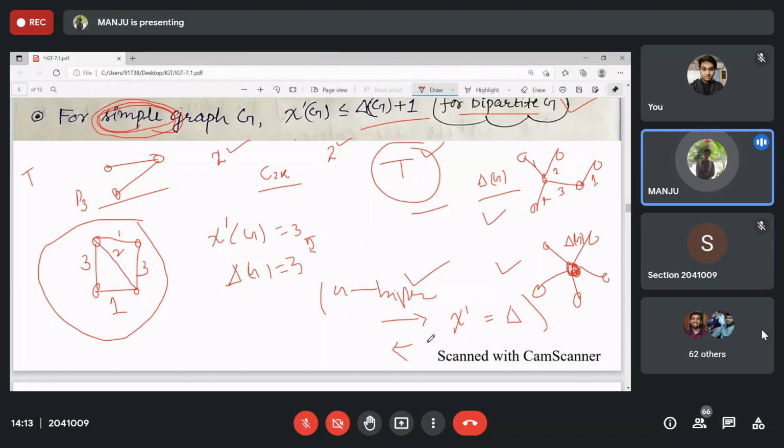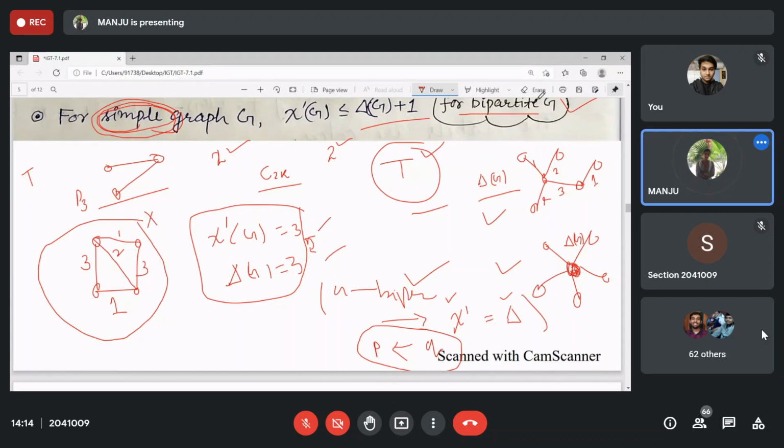What about Q implies P? Is the converse true? That means if chromatic index is equal to maximum degree, then G is bipartite. No, it may not be. The example is over here, right? For the kite, we have chromatic index 3 and the maximum degree, capital delta, is also 3. But this graph is non-bipartite.